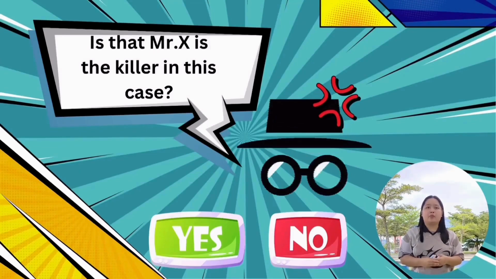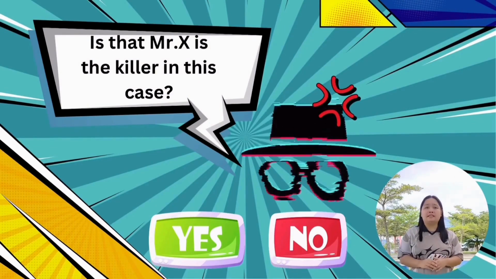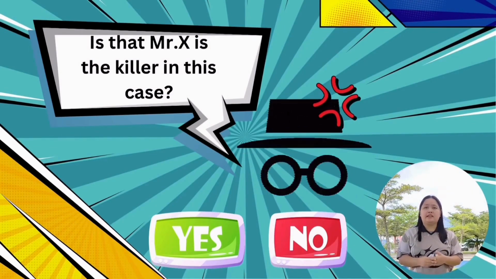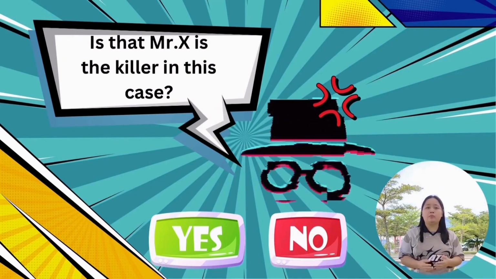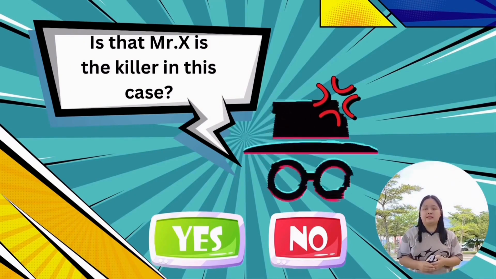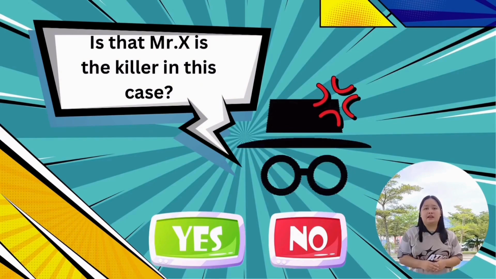If the killing time was a factor of the charge against Mr. X, is Mr. X the killer in this case, given the body temperature of the human body is 37 degrees Celsius? So, we will discuss this after this.